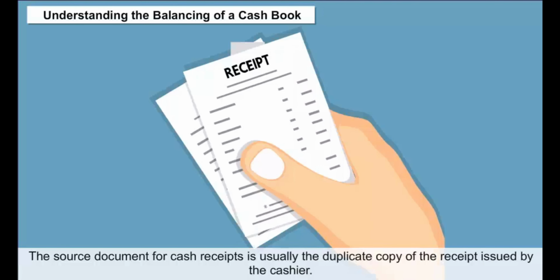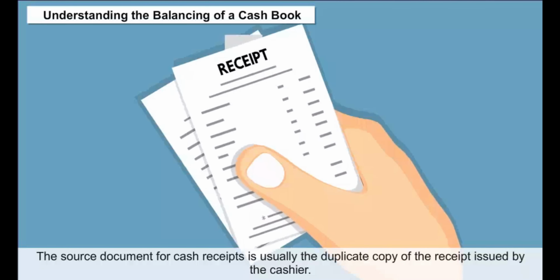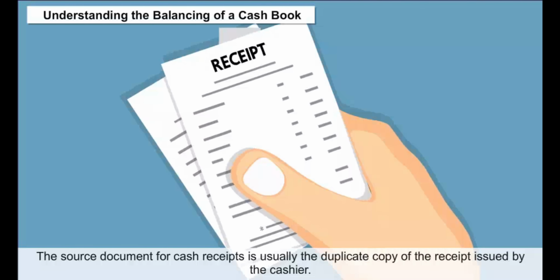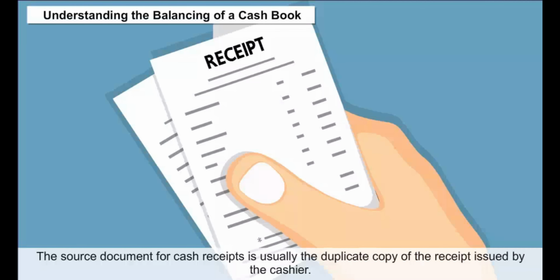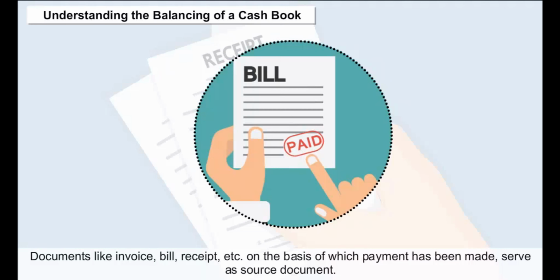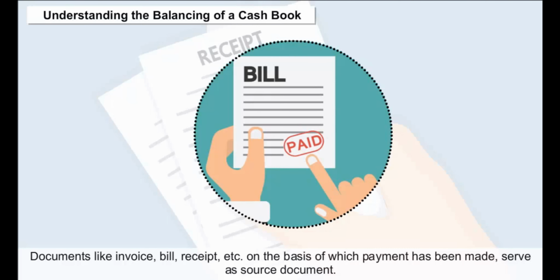The source document for cash receipts is usually the duplicate copy of the receipt issued by the cashier. Documents like invoice, bill, receipt, etc., on the basis of which payment has been made, serve as a source document.